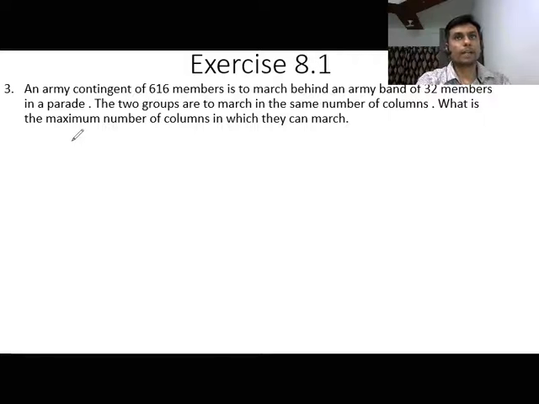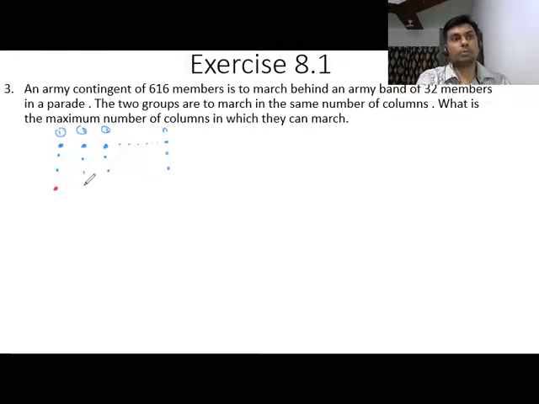So let's say army band members are in blue. So there can be n number of rows like this. Sorry, n number of columns. So column 1, column 2, column 3. Like that we can have n number of columns. Column n. This blue, totally there are 32. I don't know how many columns are there, but I'm saying like this, totally there are 32 members. This blue. Now behind that blue, army contingent should march.